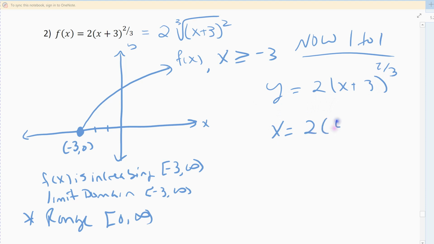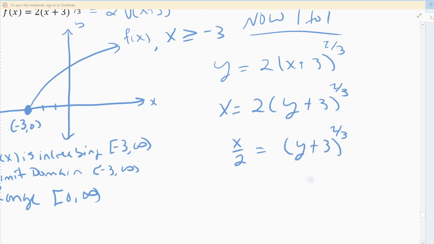So x equals 2 times (y plus 3) raised to the 2/3. First thing, divide by 2. And this is going to be very similar to what we did. The only thing that is a little more complex is the fractional power. If I remember how we deal with this, we raise it to the reciprocal. So we'll raise the 2/3 to the 3/2, and when I do it to one side, I do the other.